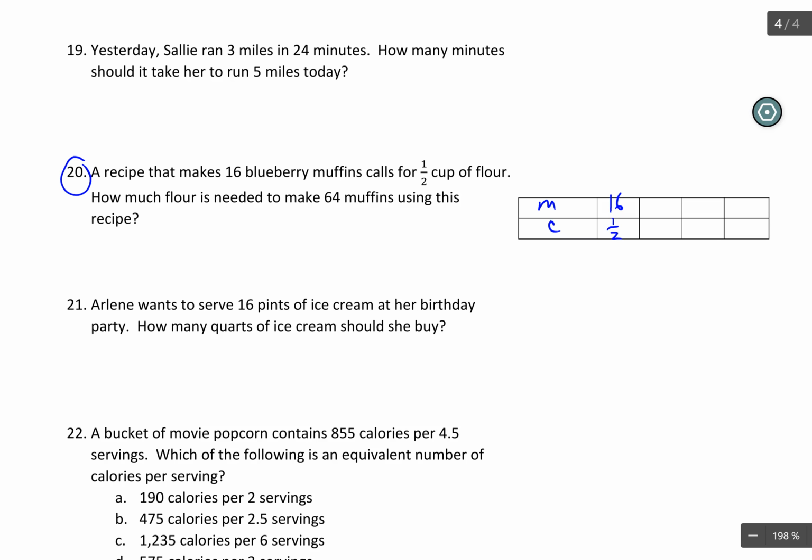A couple of ways to do this would be to just extend it out. If I multiply by 2, then I'm going to get 1 cup of flour, because a half and a half gives me a whole. That'll give me 32 muffins, and that gives me my unit rate. From there, I'm looking for 64 muffins. How do I get from 32 to 64? Well, I multiply by 2. So again, I can multiply by 2. 1 times 2 is 2, and that will give me my answer of 2 cups of flour.